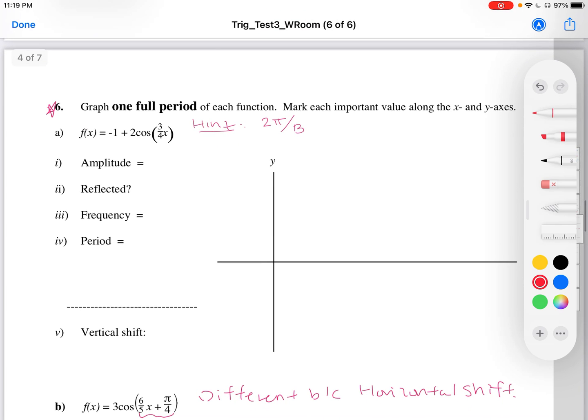Okay, next is graphing. For your test, you're not necessarily going to have to graph from scratch, but you should be able to know some important parts of your graph. So to begin, let's list some pieces.